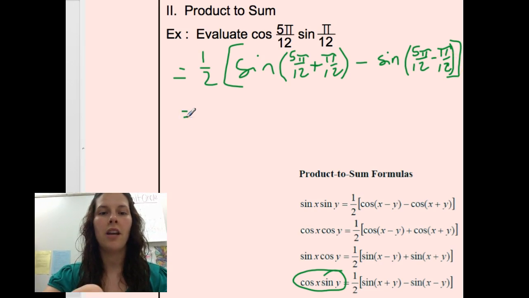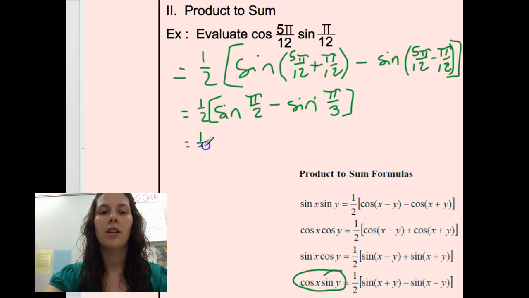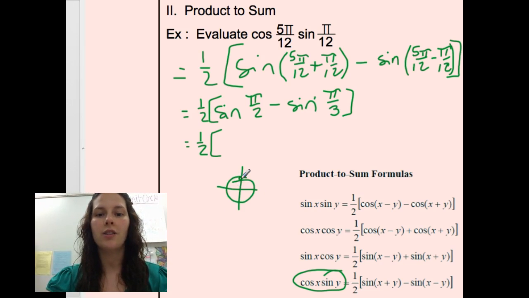So we have 1/2 times the sine of 6 pi over 12, which simplifies to pi over 2, minus the sine of 4 pi over 12, which simplifies to pi over 3. We'll evaluate each of these because, of course, these are unit circle values now. So sine of pi over 2, that is up at the top. Sine is our y-coordinate, so sine is 1, minus sine of pi over 3 is root 3 over 2.